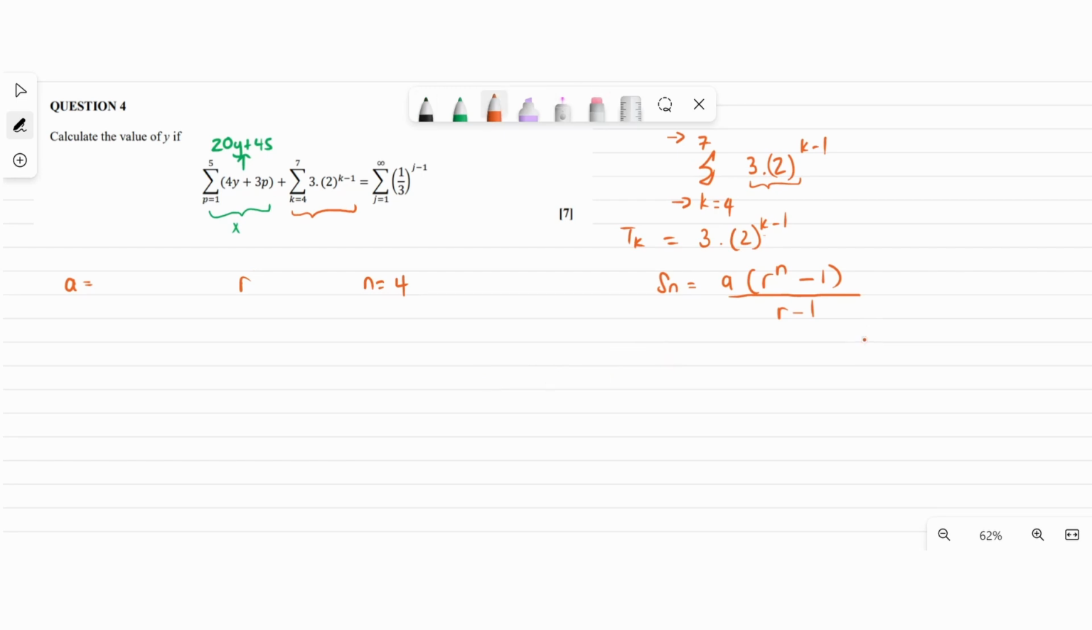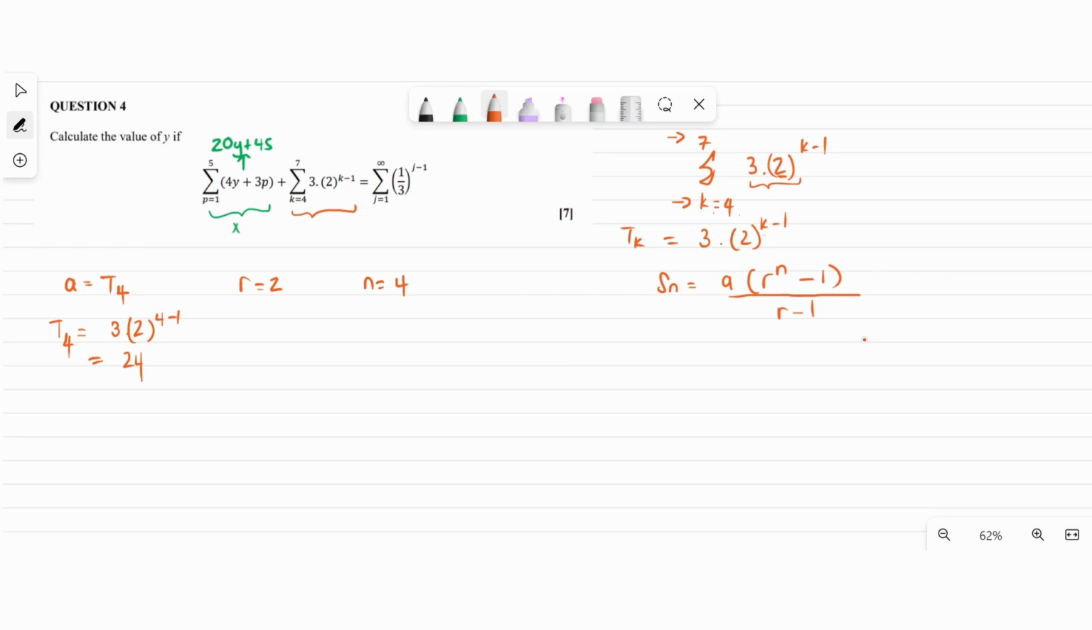Then r. Our r is the one that has the exponent inside the bracket, which in our case is 2. So r is going to be equal to 2. Here in our case, a is going to be equal to T4 because it starts at 4. So we're going to find T4. Wherever we see k, we're going to substitute 4. So it's going to be 3 multiplied by 2 to the power 4 minus 1. When we punch that into the calculator, we're going to get 24.